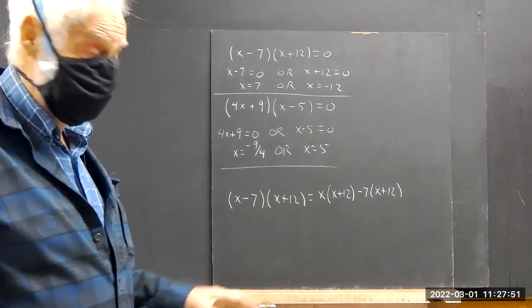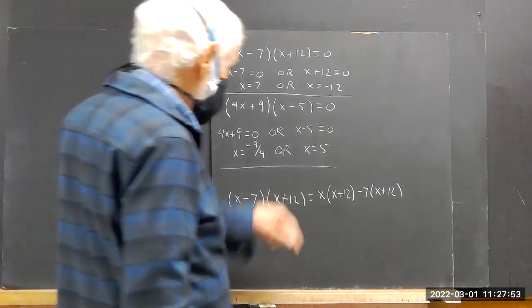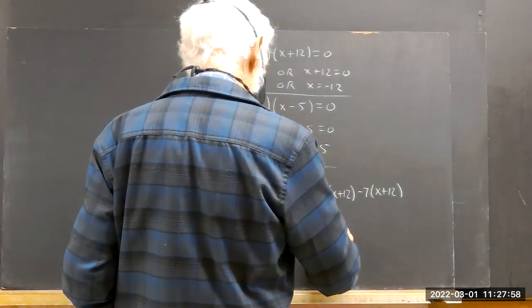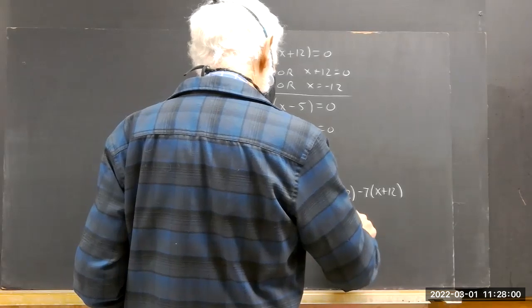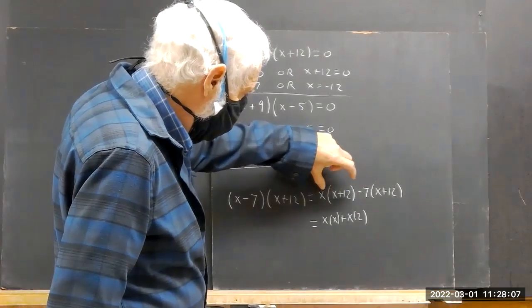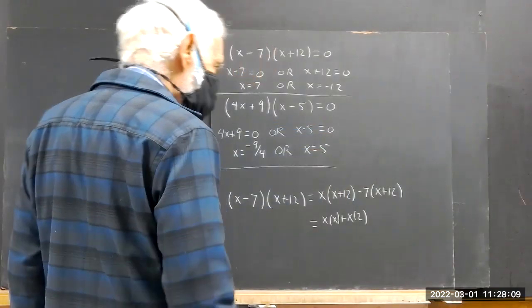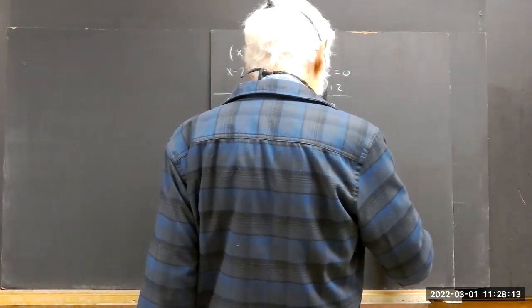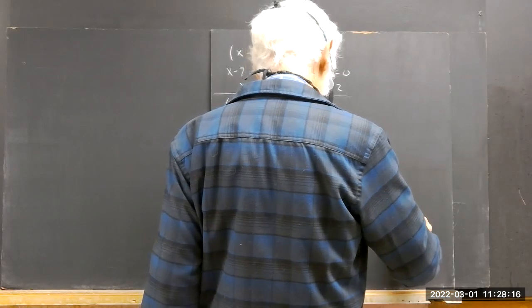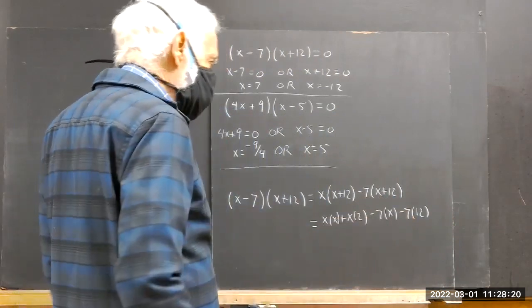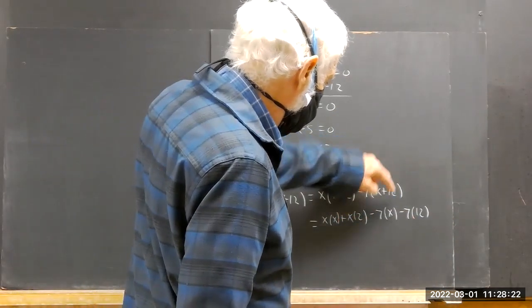Again, make sure you understand the distributive law. So we've got to use it again. Now, what's x times x plus 12? x times x plus x times 12. This times this plus this. You multiply these, and then add. And then you have minus 7 times x and minus 7 times 12.